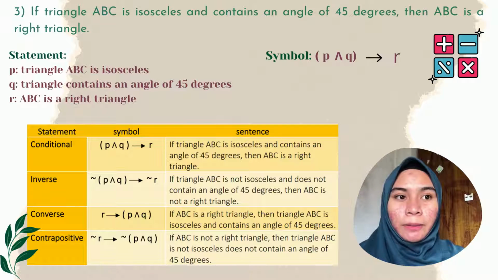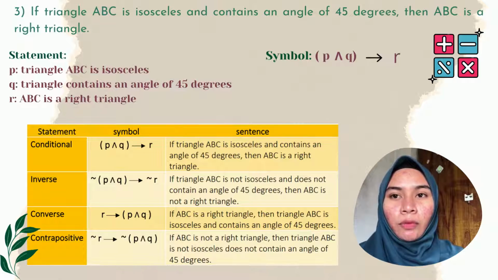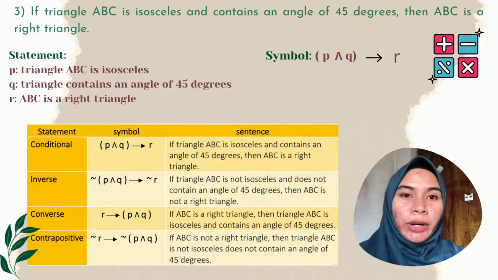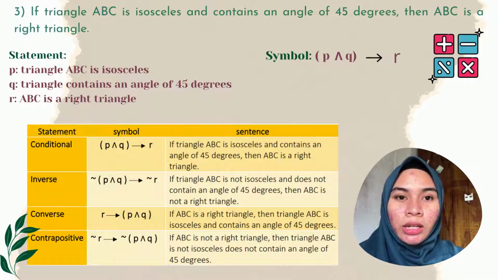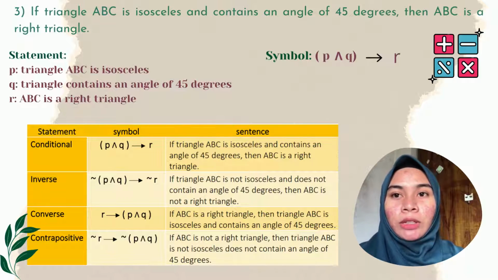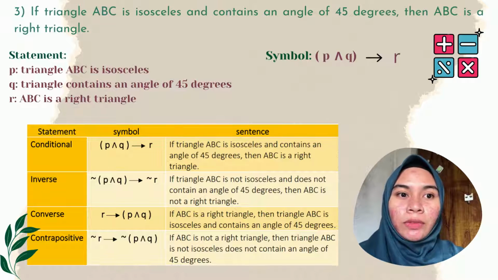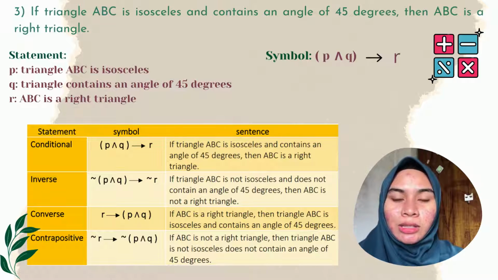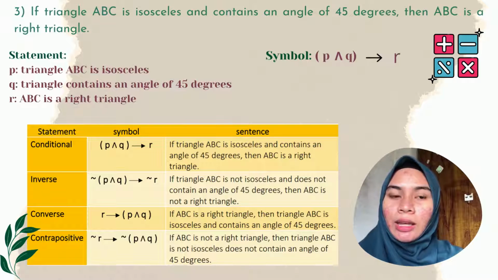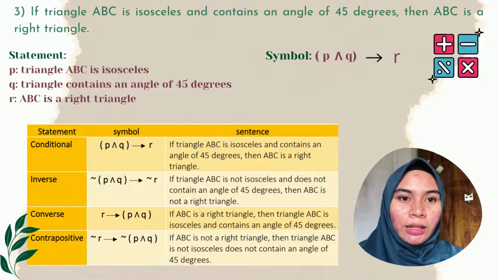Now look at the columns. The first statement is the conditional. The symbol is (P conjunction Q) conditional R, and the sentence is, if triangle ABC is isosceles and contains an angle of 45 degrees, then ABC is a right triangle. The second statement is the inverse. The symbol is negation (P conjunction Q) conditional negation R, and the sentence is, if triangle ABC is not isosceles and does not contain an angle of 45 degrees, then ABC is not a right triangle.